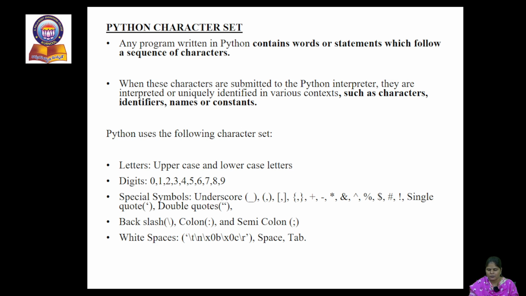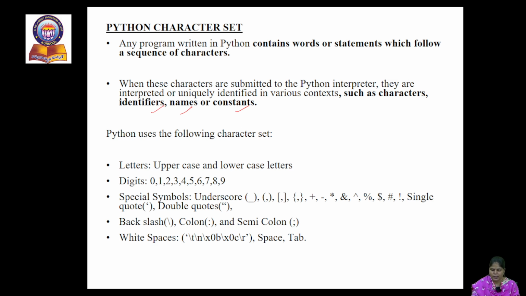Such characters, we will be calling them identifiers, names, or constants. So identifiers, names, constants are nothing but the building blocks of a programming language. In Python also, these are called building blocks, which we call what? Character set.